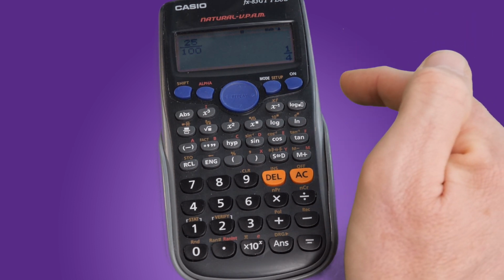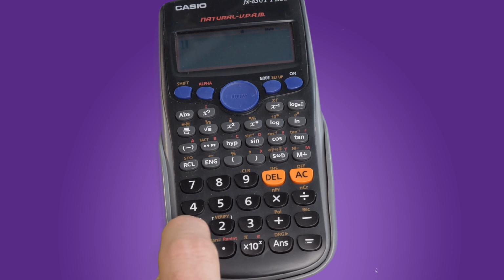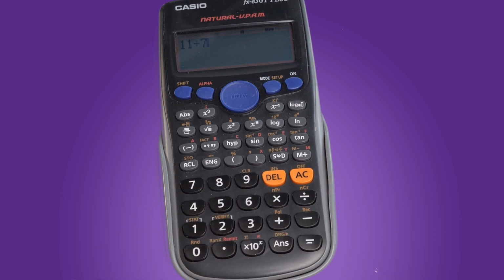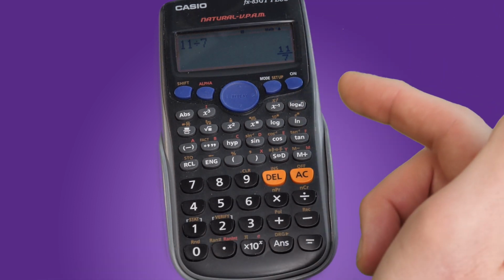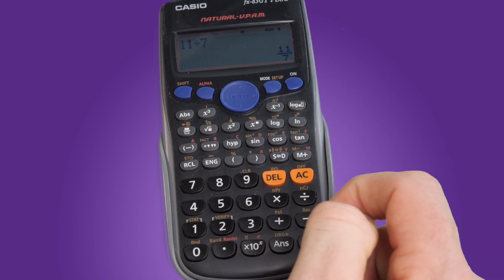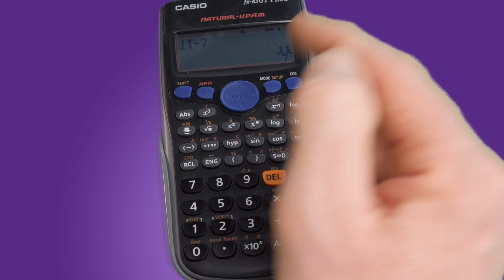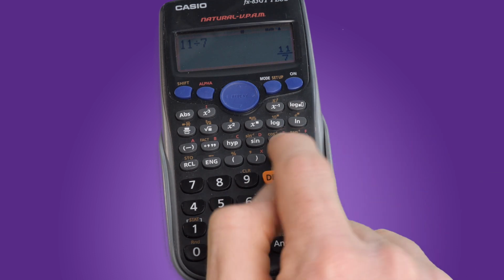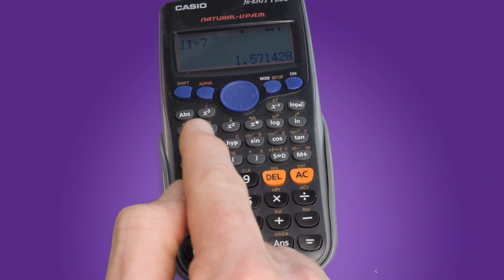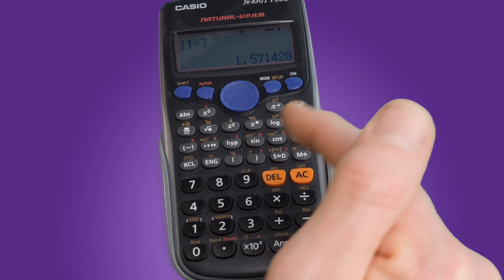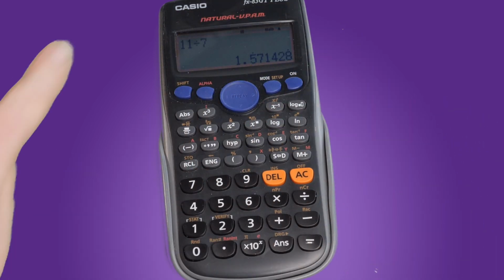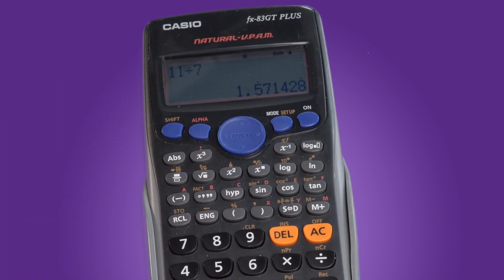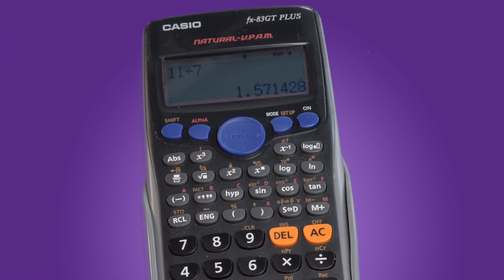Sometimes your answers are given as fractions. For instance, if I was to do 11 divided by 7, it will give me 11/7. This can't be simplified to integers, so if we press the SD button, which stands for surds to decimals, because we want it as a decimal, we press that and we get 1.571428, and the 571428 is recurring as signified by the dots just above the 5 and the 8.